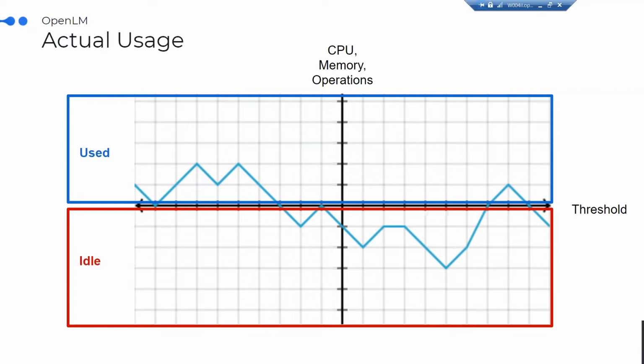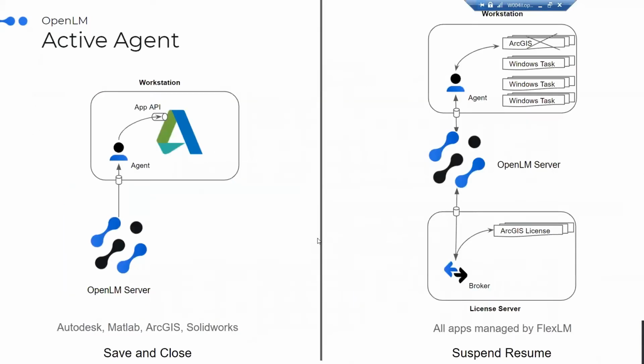But let's say it drops below that threshold. Then OpenLM can actually register that this application is now idling. So once it's idling for too long, you can define that you simply close that application.